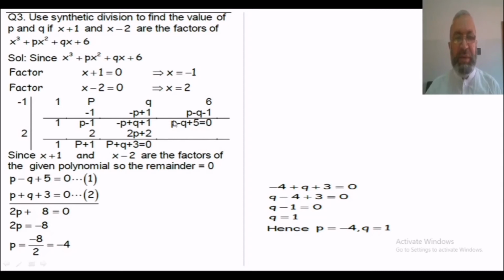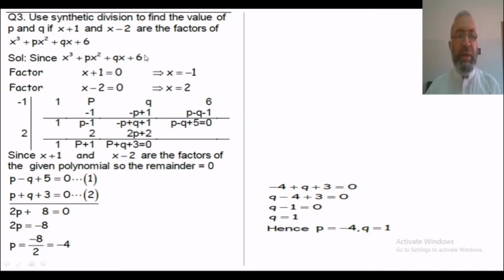Why? Because it is a remainder, and given that minus 1 is a root, or x plus 1 is a factor. By that property, if x plus 1 is a factor, or minus 1 is a root, therefore its remainder p minus q plus 5 equals 0. We get one equation.